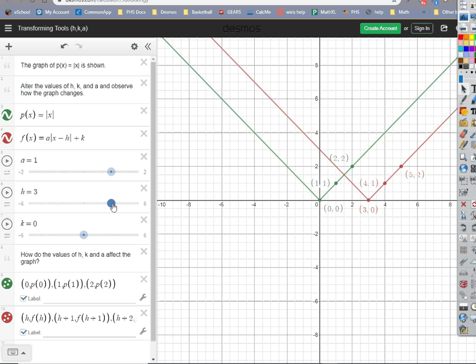What about k? If k is positive 1, what's that doing? It's going to move it upward. It's going to move it up by 1. So the number that's being added outside of the function is the vertical offset. That's how far we're translating vertically, correct?